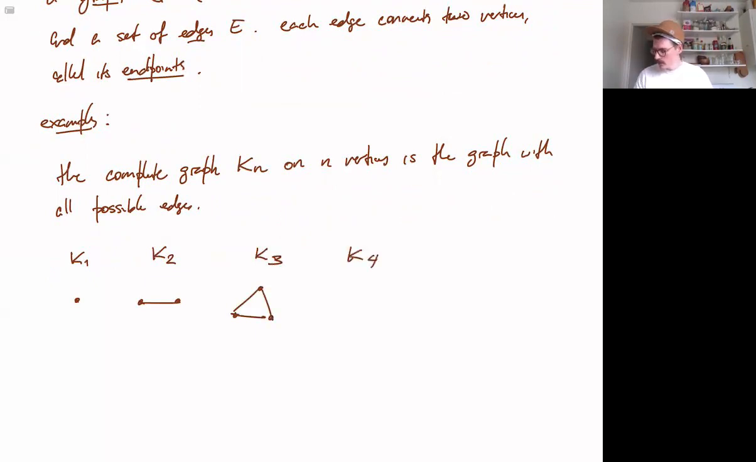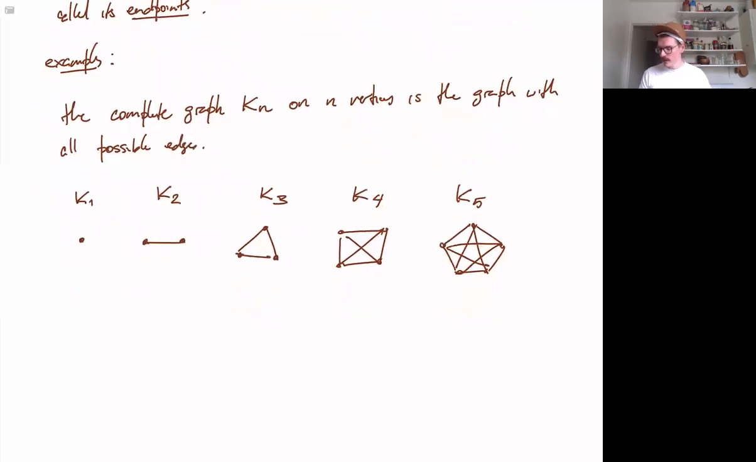K4 is four vertices with all of the possible connections, and so on. Maybe I'll even draw K5. There you go. A little pentagram. And so on. So this is one big class of examples.